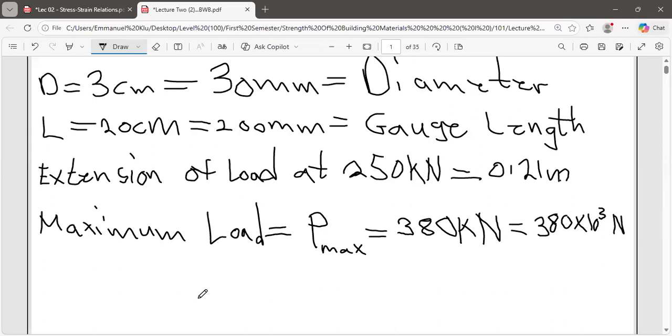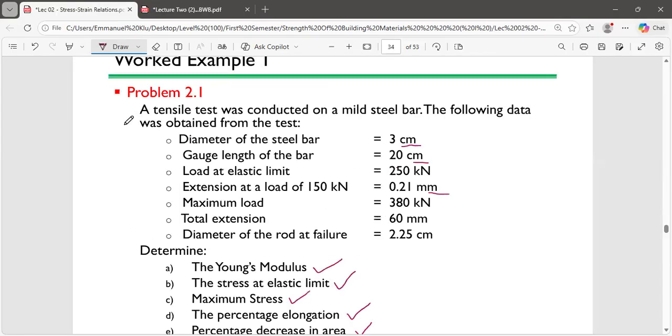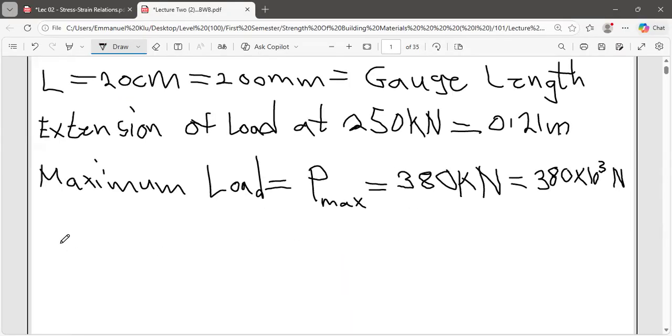Exactly. Now our total extension. Our total extension is 60 millimeters.